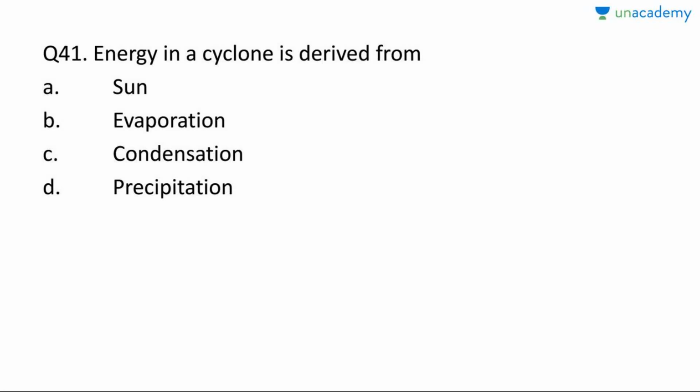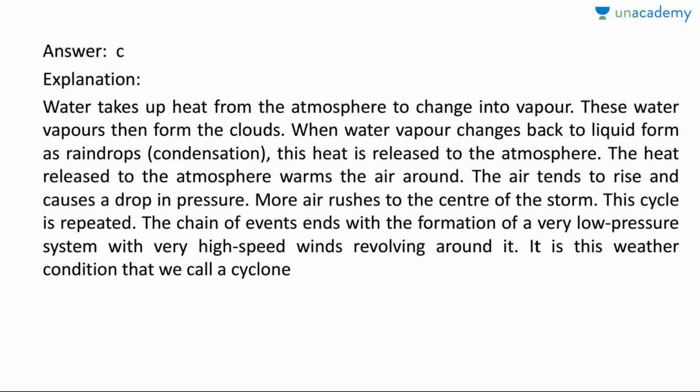Energy in a cyclone is derived from which of the following? Energy in a cyclone is basically derived from condensation. So the answer here is C. Water takes up heat from the atmosphere to change into vapor. These water vapors then form the clouds, and when water vapor changes back to liquid as raindrops, like condensation, this heat is released to the atmosphere, and the heat released warms the air around, and the air tends to rise and cause a drop in the pressure, and more air rushes to the center of the storm. So this cycle is repeated again and again. Then the chain of events ends with the formation of a very low pressure system with very high speed winds revolving around it, and it is this weather condition that we call a cyclone.